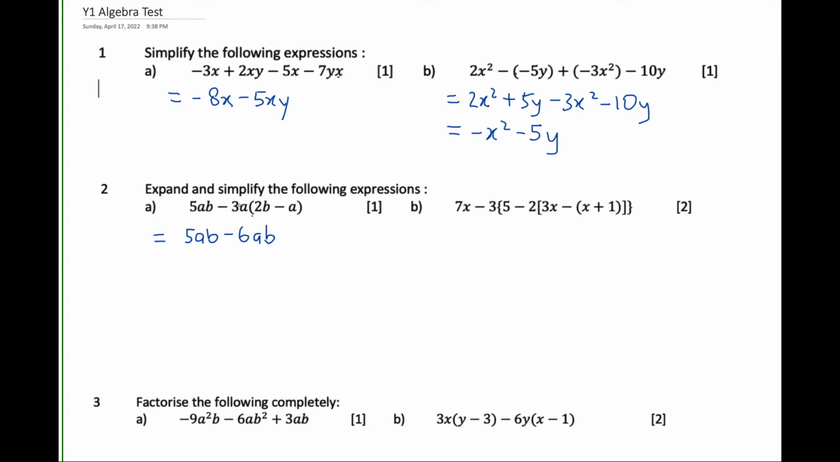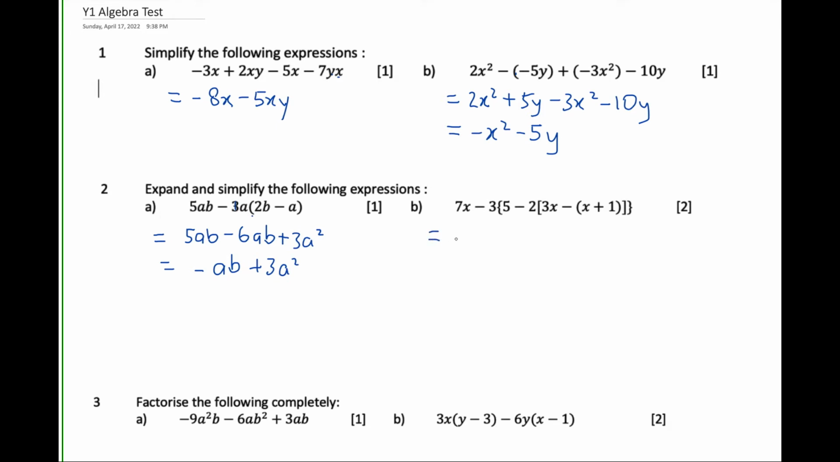Negative 3 times negative 1. Normally we don't show a 1 here, but there is a negative 1. So we have negative 3 times negative 1 to give you plus 3. A times a is a squared. 5ab minus 6ab will be negative ab plus 3a squared.